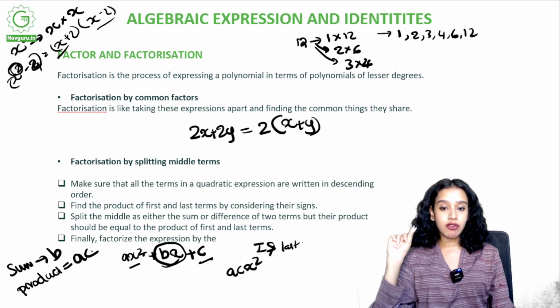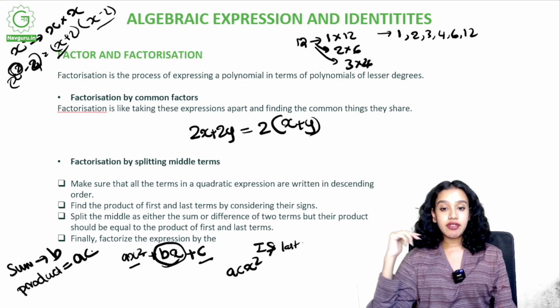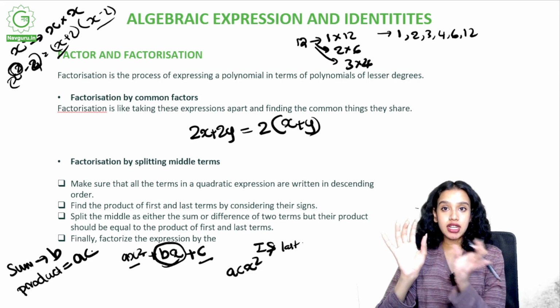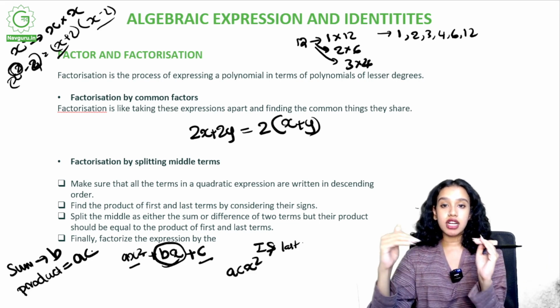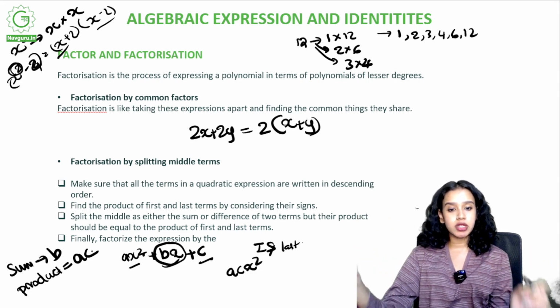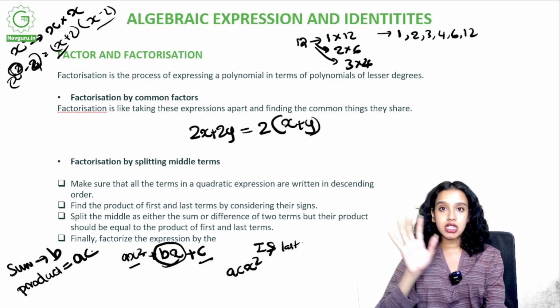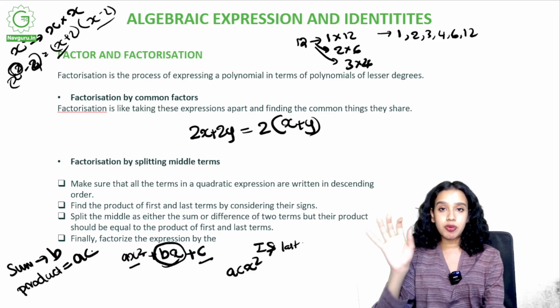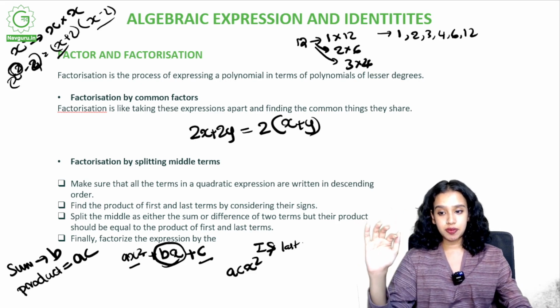In this way, we have to split it, right? Then we'll actually get two terms in the middle and then we'll write the equation. You will understand this more when we're solving the problems, but all we do is multiply the first and the last terms and then we'll get a product and the sum. The sum would be B and the product would be AC, right?